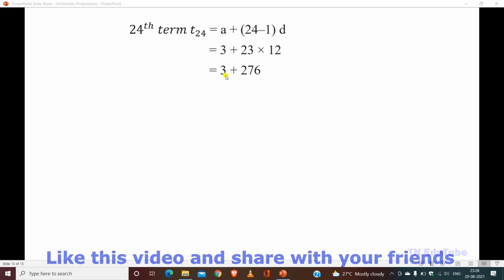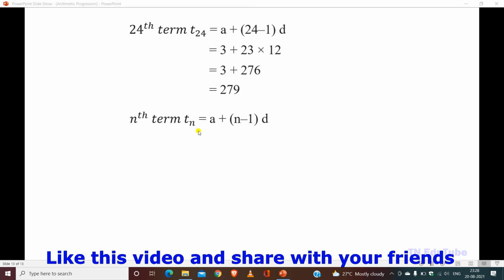Like that, 24th term. 24th term is T24 is equal to A plus 24 minus 1 into D. Substitute the value of A and D. So 3 plus 24 minus 1, it is 23 and D value is 12. Then first you have to multiply 23 into 12. Multiplication is first priority. So you get 276. When you are adding with 3, you get 279 is the 24th term.